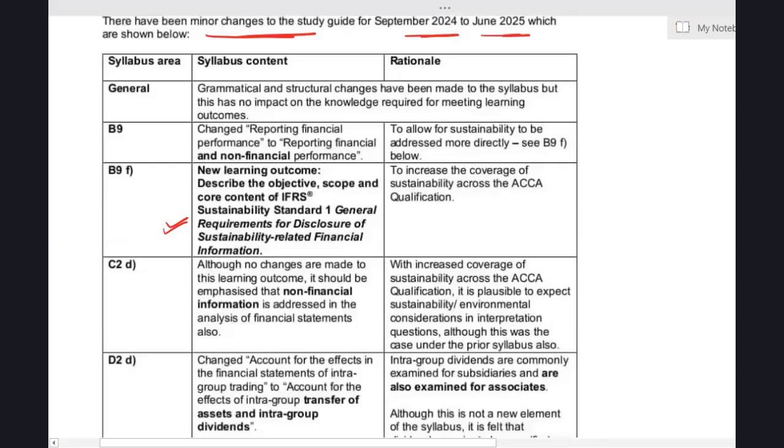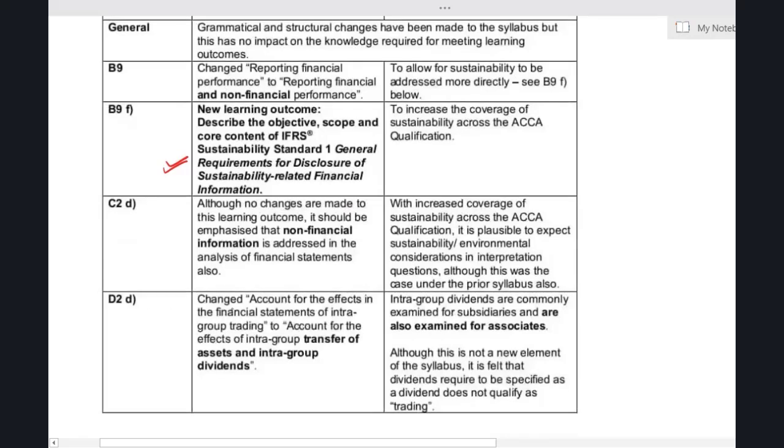Although no changes are made in the learning outcome, there is non-financial information, which we have just discussed. Now, there's one more thing: accounting for the effects in the financial statements of intra-group trading, the effects of intragroup transfer of assets and intragroup dividends. Basically, if a subsidiary is giving dividend to the parent, how to deal with that? Obviously, it was there initially also, but now ACCA has decided to put more focus on that. For example, if an associate has given the dividend, what is the treatment of the dividend from the associate to the parent? What is the treatment of the dividend from the subsidiary to the parent?